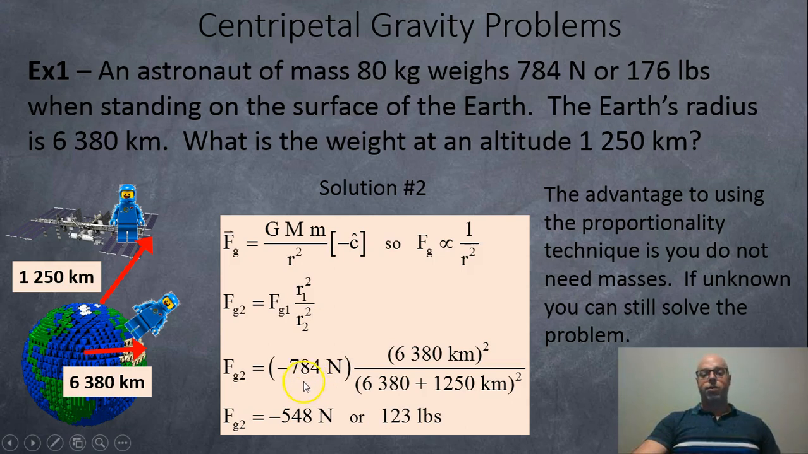Okay, so in this case we have the old weight, 784 newtons. The old position, 6,380 kilometers. Don't even need to use meters. And we have 6,380 plus 1,250 kilometers. And when you work out the math, you get the exact same answer. So the advantage of using ratio and proportion is you don't have to actually know the mass of the planet. You don't have to memorize the universal constant for gravity. You don't even need to know the mass of the astronaut. You can solve this question.